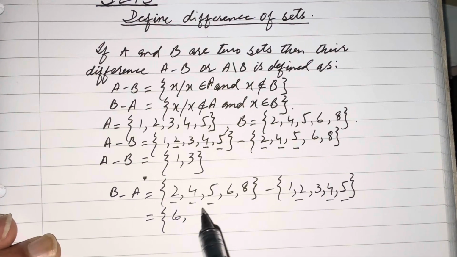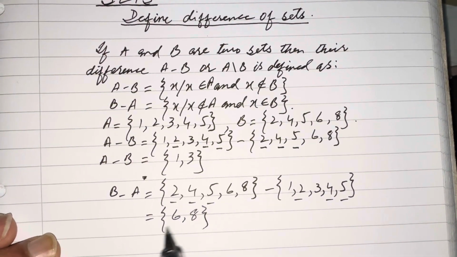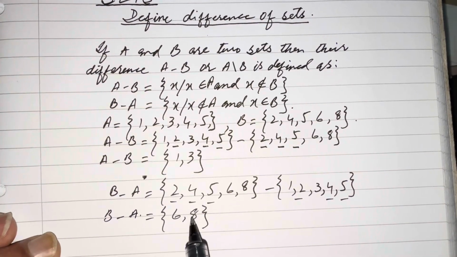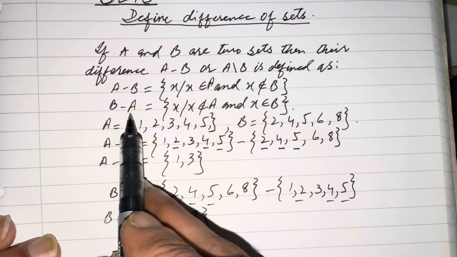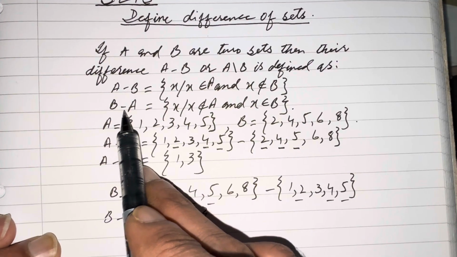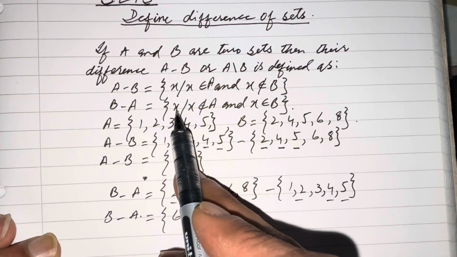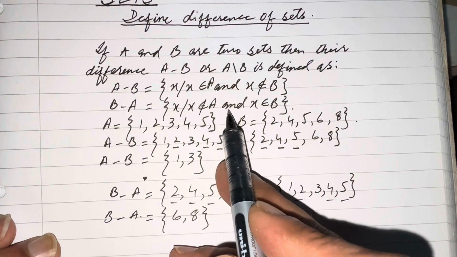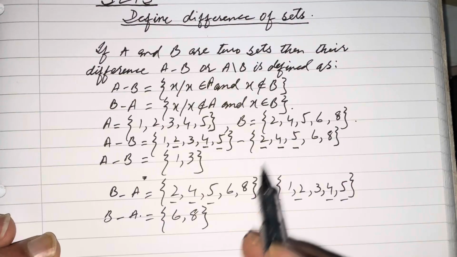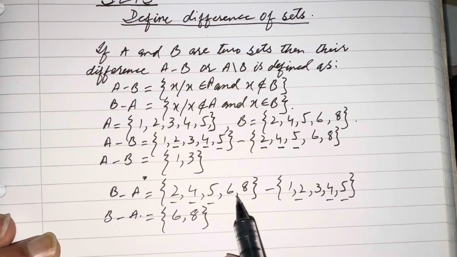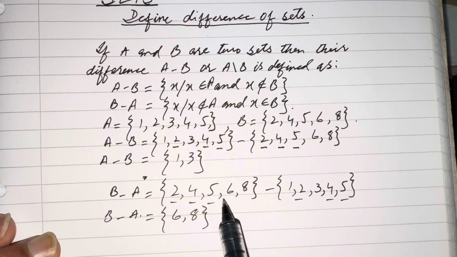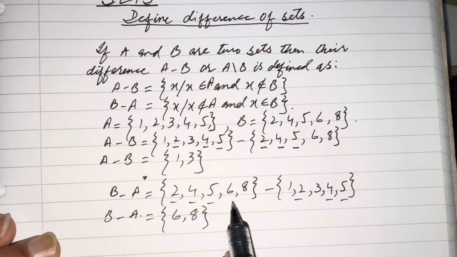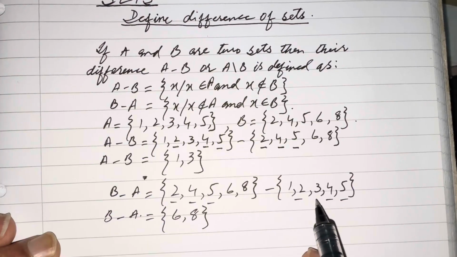So these are the answer of set B minus A. So that's the difference. If we see the set builder notation, that can be written as B minus A, where x does not belong to A, but x belongs to B. In the answer we have found 6 and 8. These are elements of B, but these are not elements of A.